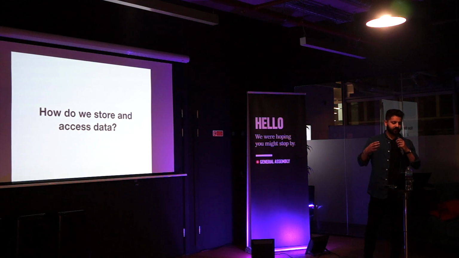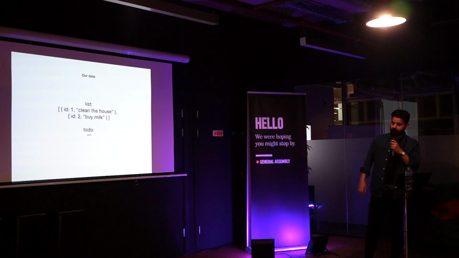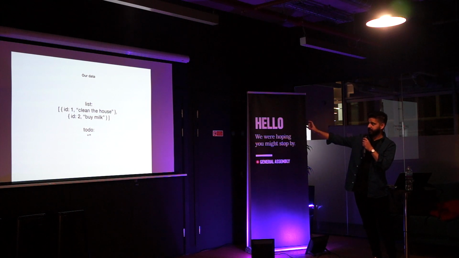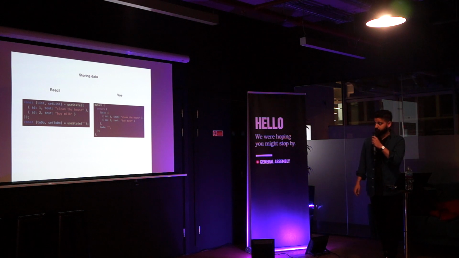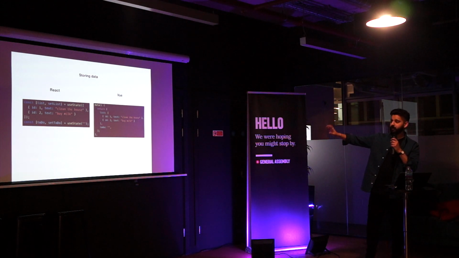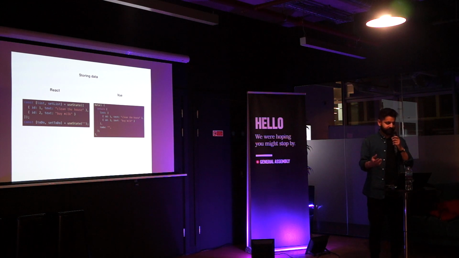So moving on, how do we store and access data in React and Vue? First, let's have a look at what data we want our app to initialize with. Quite straightforward, we've got list and to-do, and the list has an array of objects, and to-do is just an empty string. But how do we go about storing that data in a typical Vue or React component? React on the left allows you to compose your data through a series of hooks. Vue on the right-hand side has a data function that returns an object with all of your data required for the component you are creating.